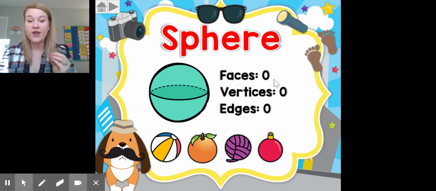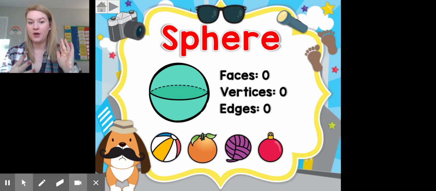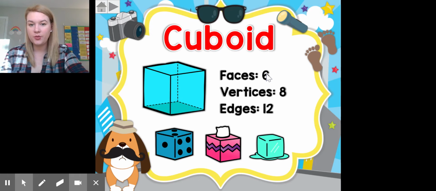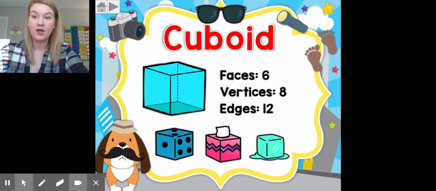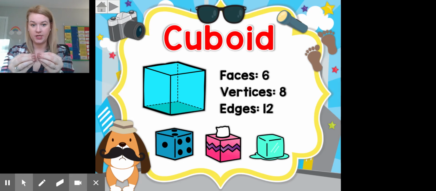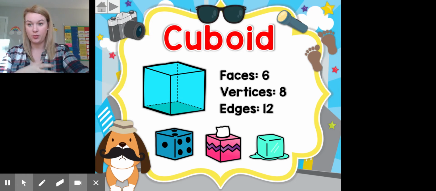A sphere, remember, is like a ball. It has 0 faces, 0 vertices, and 0 edges. So it's like a beach ball, an orange, a ball of yarn, or a bulb that you put on your Christmas tree. A cube, they're calling it a cuboid, but a cube has 6 faces, 8 vertices, and 12 edges. That's like dice, a tissue box, or a perfect ice cube. My ice cube looks like 2 half circles connected in a 3D shape, but most ice cubes are shaped like a cube.